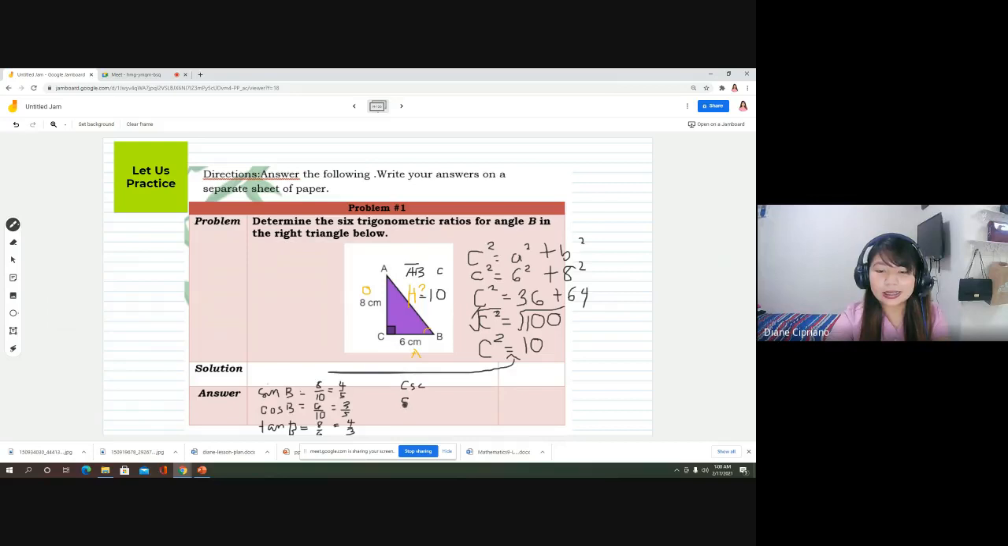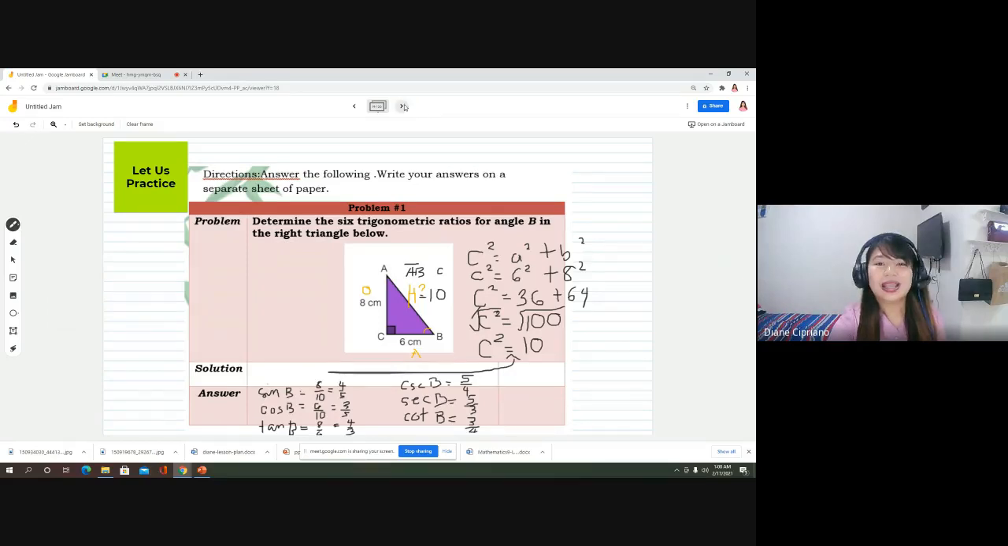So for our cosecant, secant, and cotangent, of course, we are referring to side B. Don't forget, because it is very important to write the angle. So its reciprocal, cosecant, is 5 over 4. Secant is 5 over 3. And cotangent is 3/4. There we go. We have now completed the 6 trigonometric functions, even if the other side is missing. So, as easy as that.